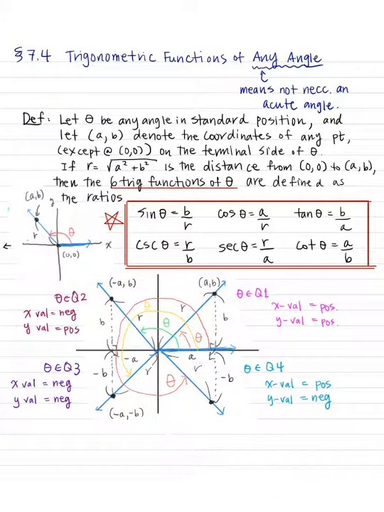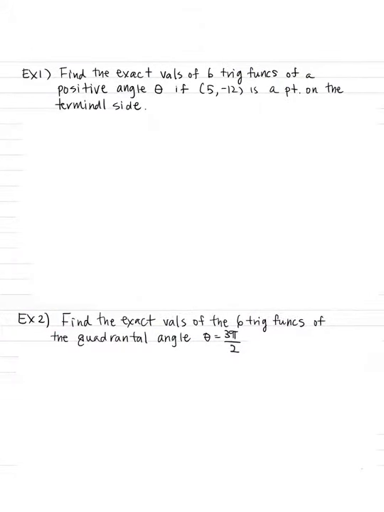All right, so this point right here, in terms of a's and b's, I can describe this as a, comma, negative b. All right, so sine is again b over r, and cosine is a over r. Keep that in mind. Okay, so let's do some examples now. So example 1, find the exact values of the 6 trig functions of a positive angle theta if 5, negative 12 is a point on the terminal side.